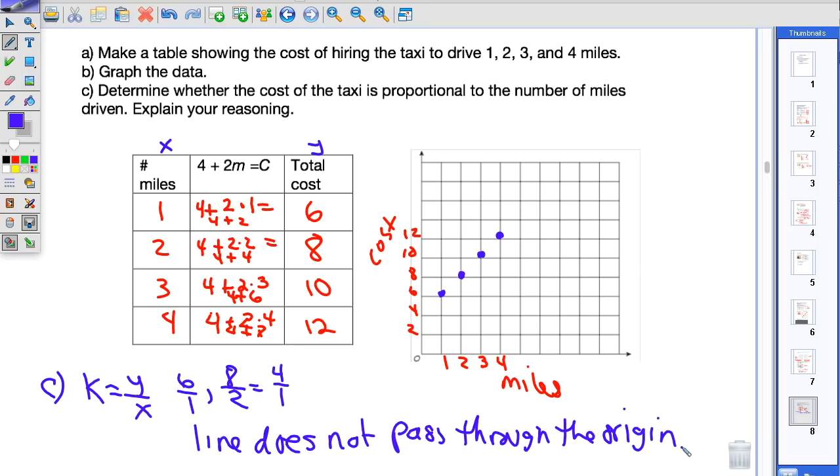So those are the 2 ways you can figure out if your information is proportional or not. If your constant of proportionality is the same... here we can see we have 6 over 1 and 4 over 1. That means that it's a different cost per mile, and also the line does not pass through the origin.